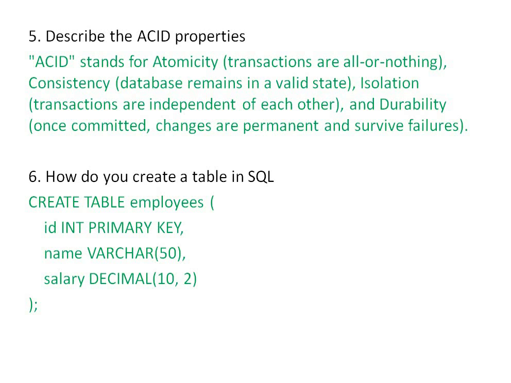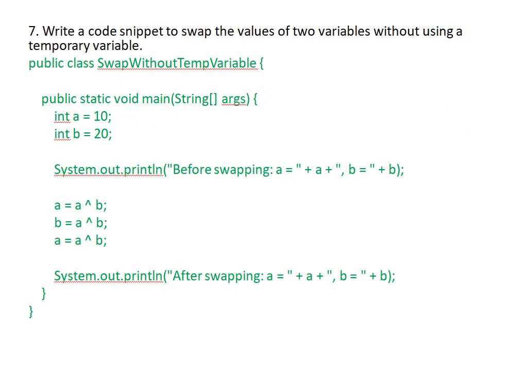Next, how to create a table in SQL. Here I have created a sample table named employees, which contains ID, that is employee ID, name, and salary. And next question is, write a code snippet to swap the values of two variables without using a temporary variable.